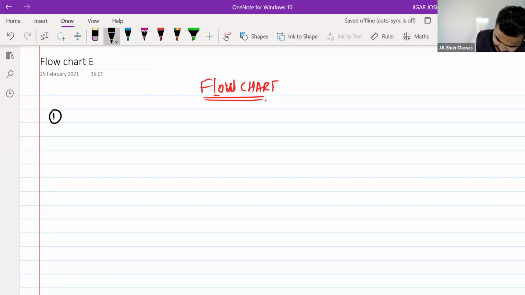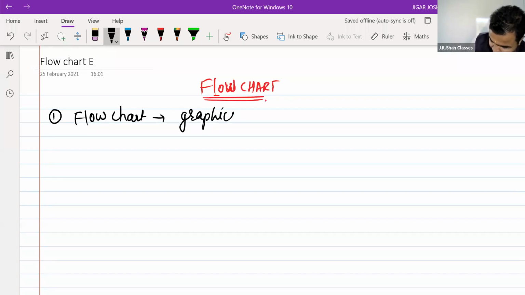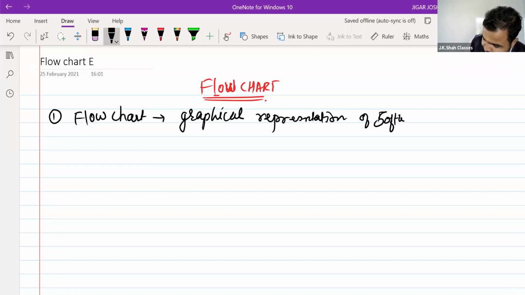So, the first one I'm writing, flow chart is nothing but graphical representation of software. Graphical representation of software is called what, my dear charter? Sir, flow chart. Flow chart is nothing but a graphical representation of software. Understood? Yes.